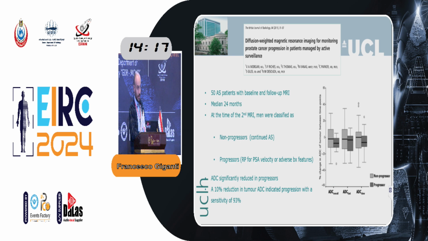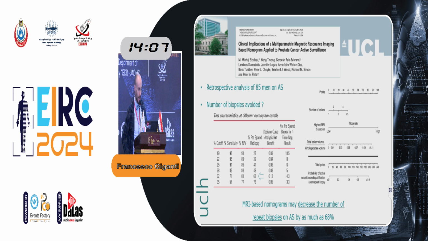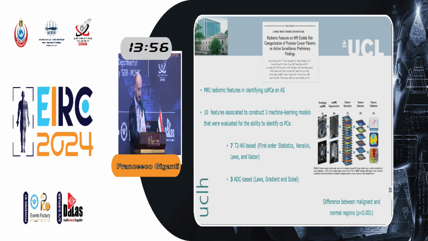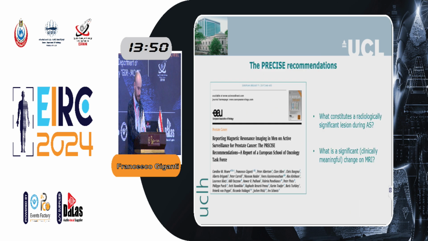Some studies have also shown the importance of diffusion weighted imaging and the ADC value on active surveillance, showing that those who progress on active surveillance have lower ADC values as expected. And also there are some nomograms that include, as you can see, some MR features like the PRECISE score, the number of lesions, and the lesion volume on MRI. And finally, some also studies using radiomics based on T2 or ADC sequences.